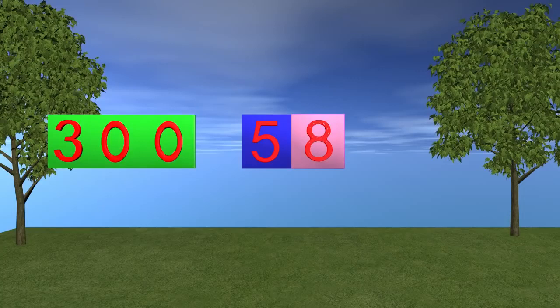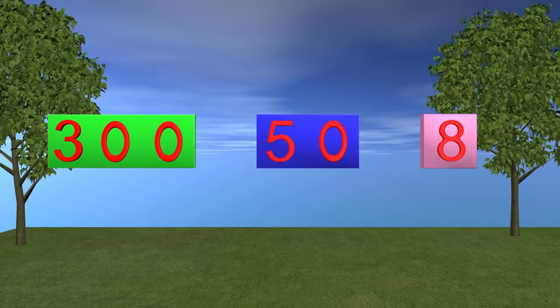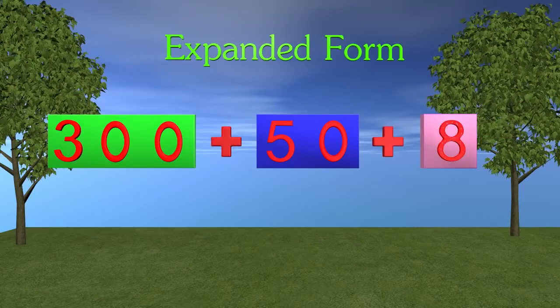Now we have the 5. The 5 in this number is worth 50 because it is in the tens place. The 8 in this number is only worth 8 because it is in the ones place. So if we were to write the number 358 in expanded form, we would have 300 plus 50 plus 8. Just like a slinky that we pull apart, this number is stretched out in expanded form.